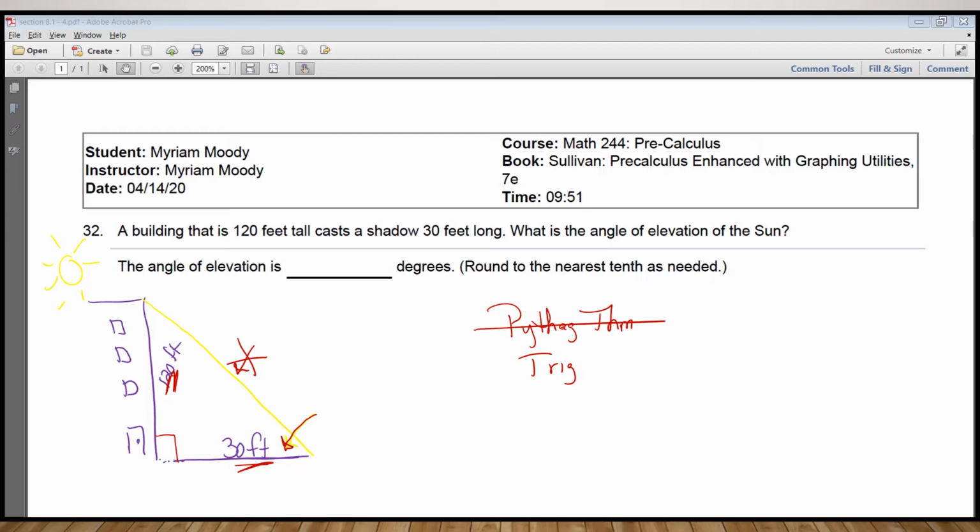Also, by the way, they're looking for degrees. So please make certain your calculator is in degree mode. And they want the nearest tenth of a degree in this case. So let's go ahead and redraw this over here. Let's see what we got to do. And clearly my drawing is not to scale. So we have 120 there at the height of the building. We have 30 feet at the base. And this is my theta, because theta's got to be that angle of elevation, right?